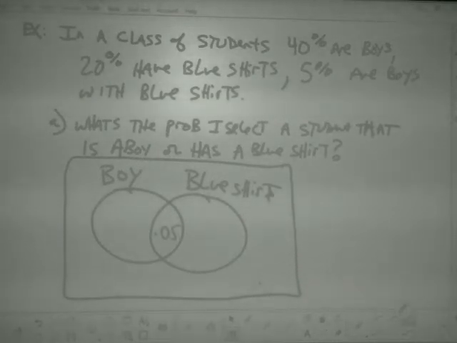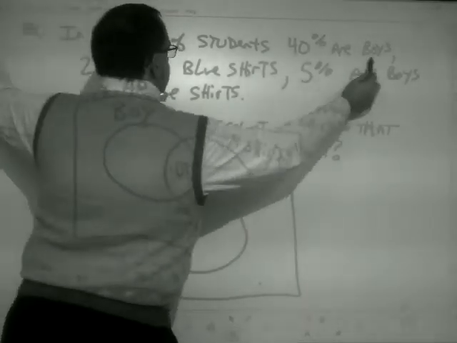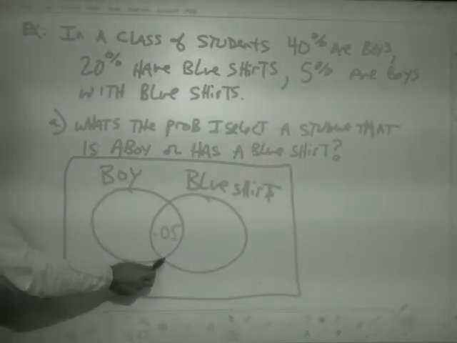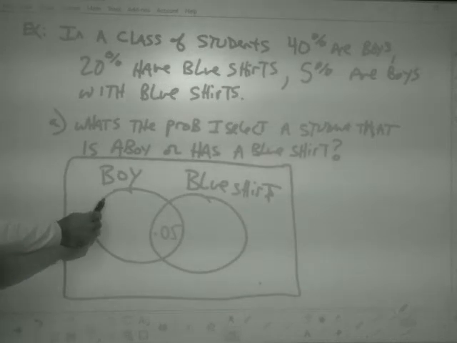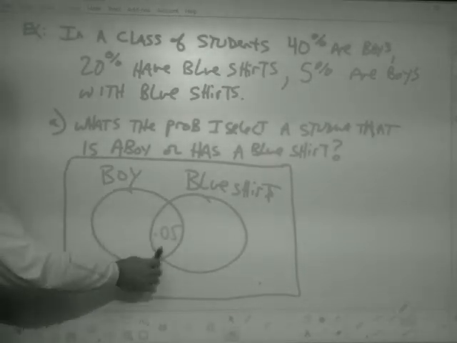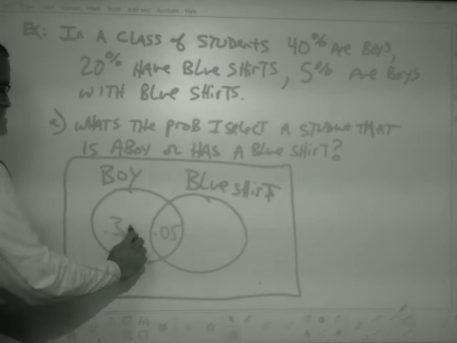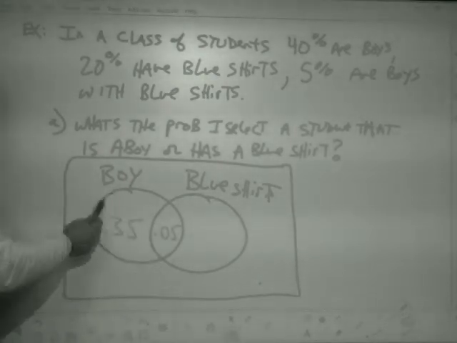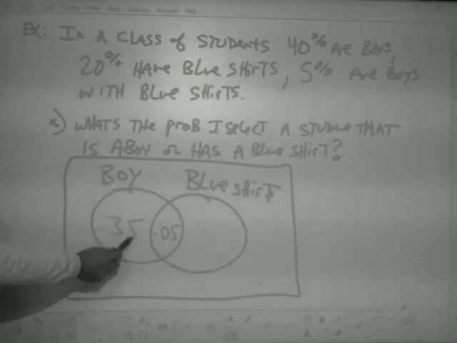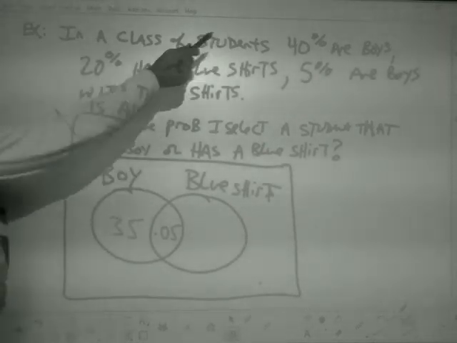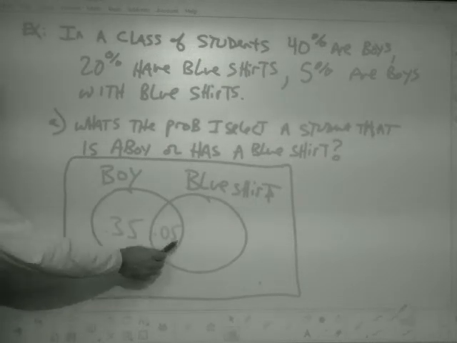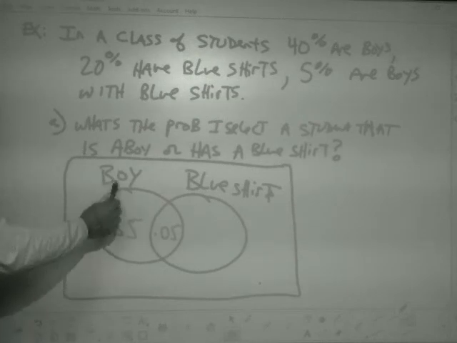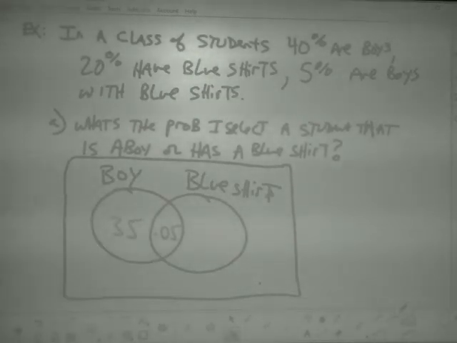Now, what else do we know? 40% are boys. So here's boys. This circle has to total up to 40. I already have 5 here, so this outside piece has to be 35. 35 plus the additional 5, now I have a total of 40. This number will never be the original total when something is here in the middle. So if something is here, you've got to subtract it off of the total to get the remaining piece. These are just boys that don't have a blue shirt on. They have some other shirt on.